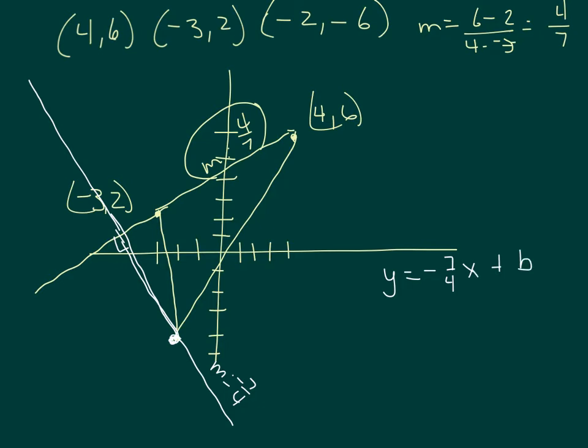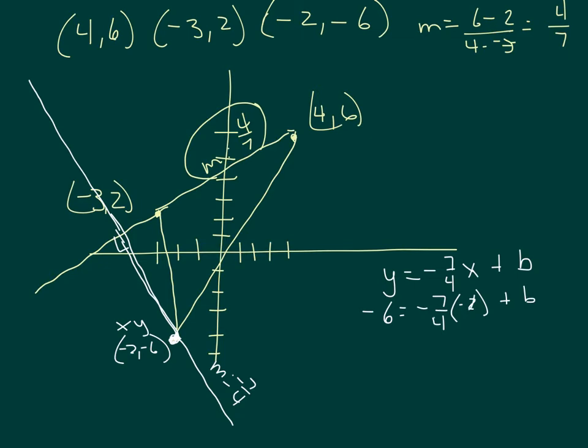Now I ask myself, is there a point on that white line that I know? Yes, there is. It's going to be the vertex right here. That vertex is the point -2, -6. So my x is the -2, my y is the -6. So I'm going to plug that into my equation to find my y-intercept. -6 equals -7 over 4 times my x, which we just said was -2, plus b.